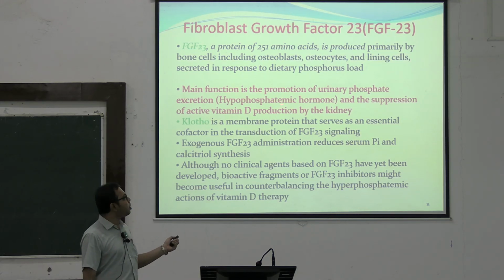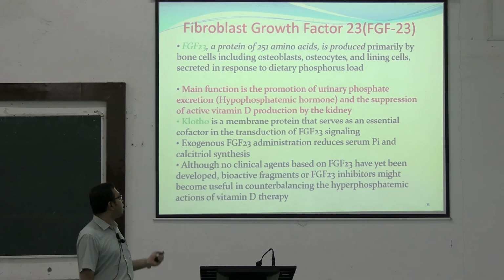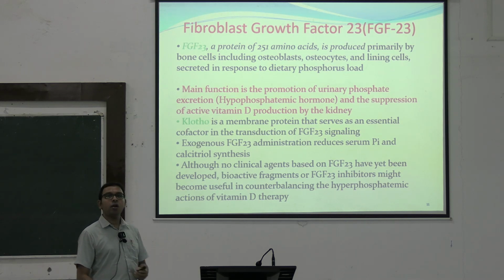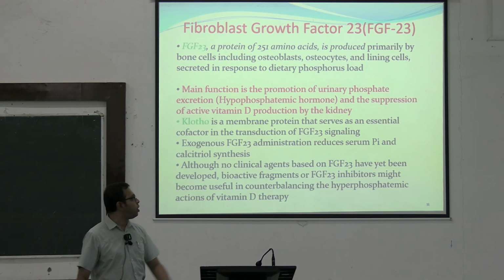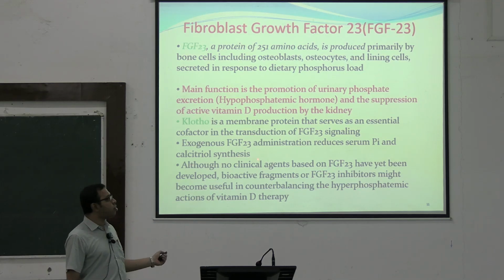So the main function is the promotion of urinary phosphate excretion and the suppression of active vitamin D production by the kidney. So mainly this fibroblast growth factor helps in this. Klotho is basically a membrane protein that serves as an essential cofactor in the transduction of this fibroblast growth factor 23. So it has been seen that if we exogenously administer this fibroblast growth factor 23, that can reduce the serum phosphate and calcitriol synthesis.